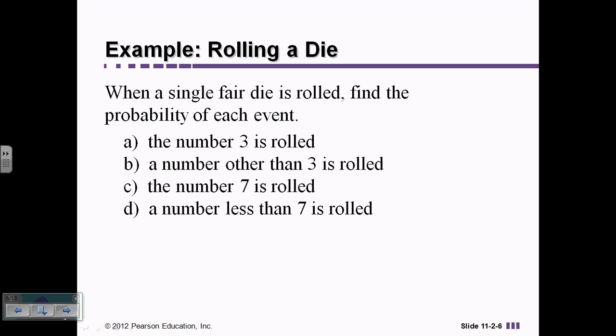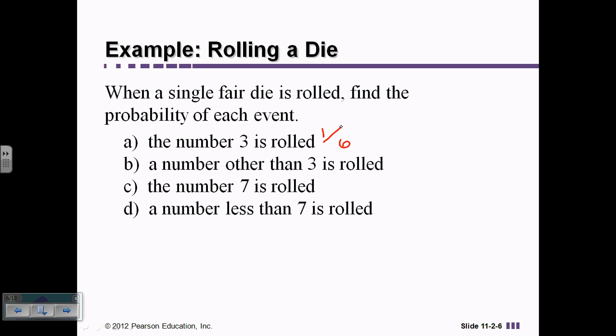So here's what we're talking about. When a single die is rolled, find the probability for each event. The number 3 is rolled. If you think about the face of a die, the 3 only occurs one time. If I roll my die one time, then there is a 1 in 6 chance that I will obtain a 3 on the face of my die. So the probability of the number 3 being rolled would be 1 out of 6.